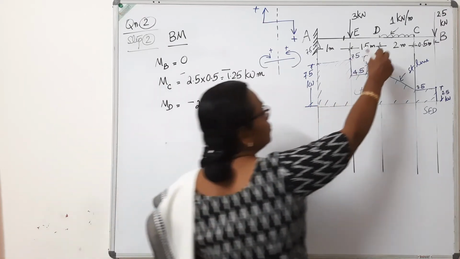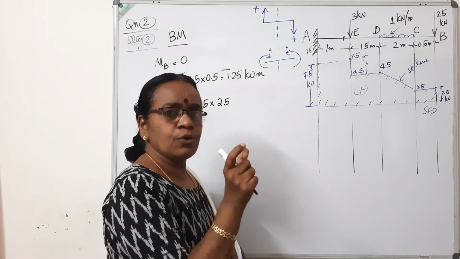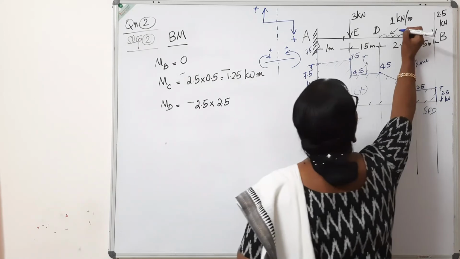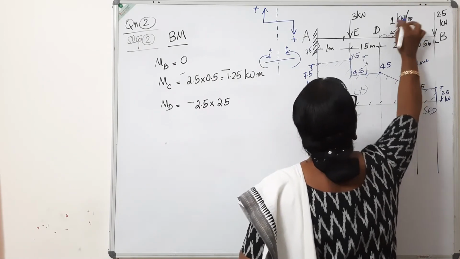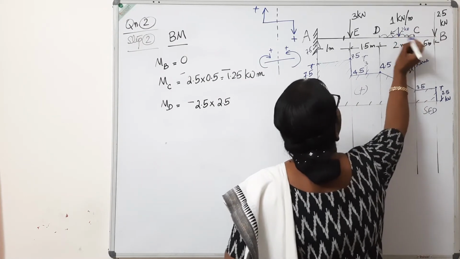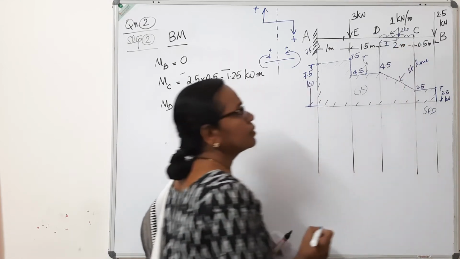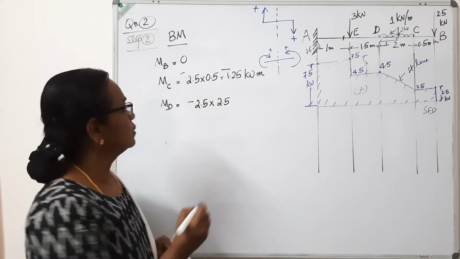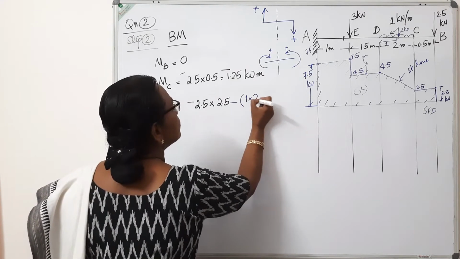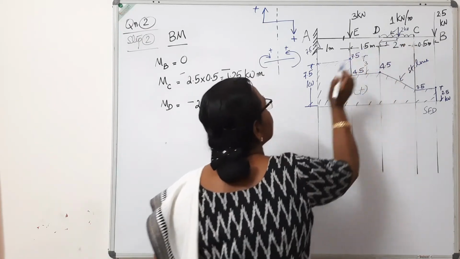What about this UDL? We can assume it as the total load of 1 into 2. 2 kilonewton load is assumed to be acting at the center of it. So this distance is going to be 1 meter. When you take the moment for that UDL, the load is 1 into 2, acting at a distance of 2 by 2, that is 1 meter from D.